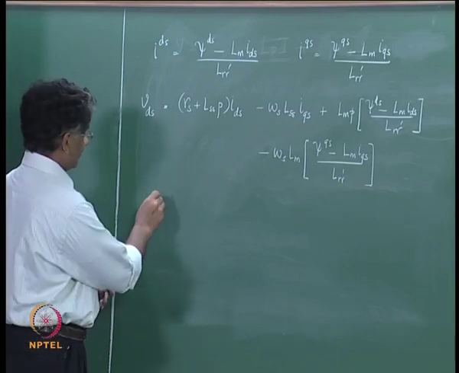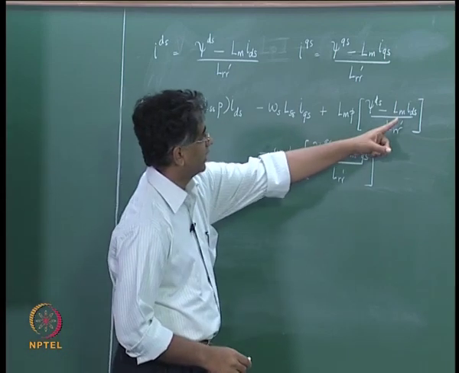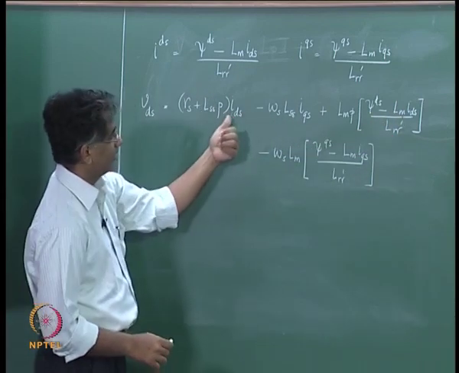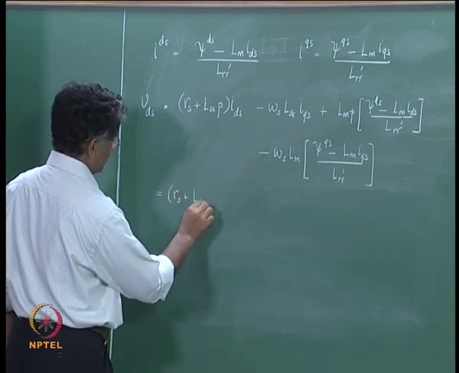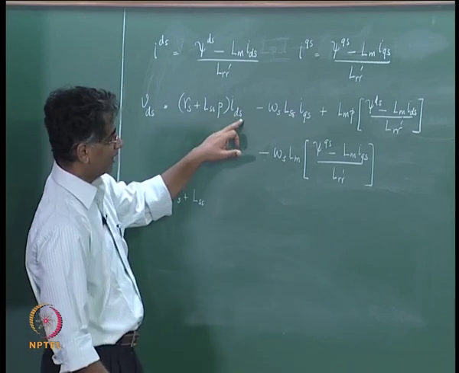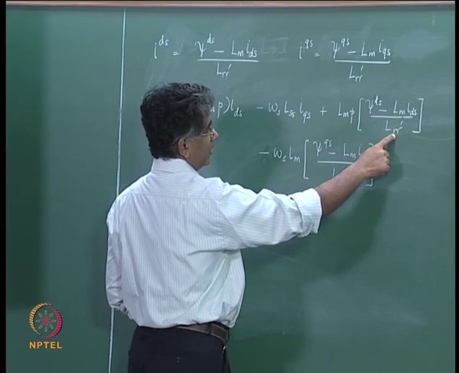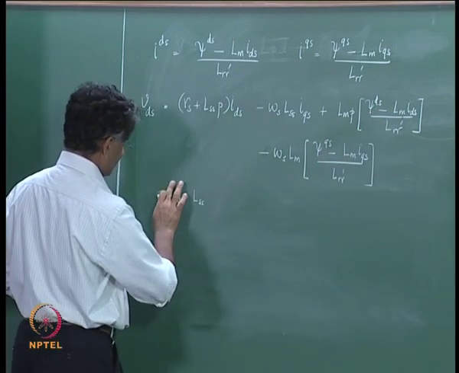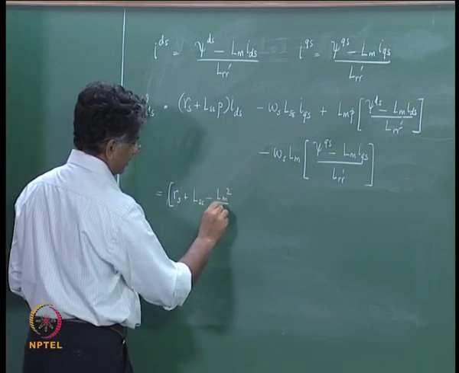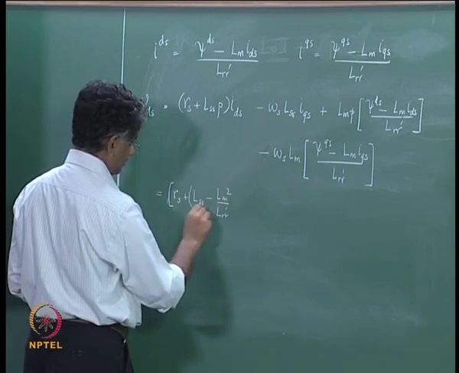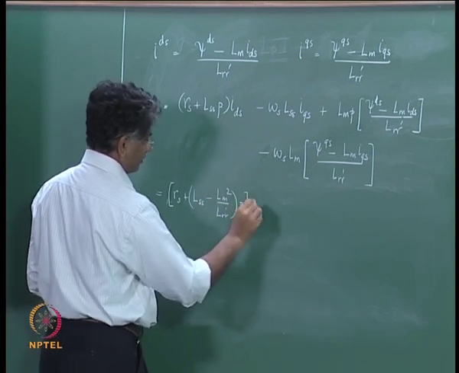So, let us simplify this expression. What you have is one Ids term here, there is already an Ids here. So, you have Rs plus Lss p Ids, and then here you get minus Lm square by Lrr' into Ids. So, it is Lss minus Lm square by Lrr' p into Ids.